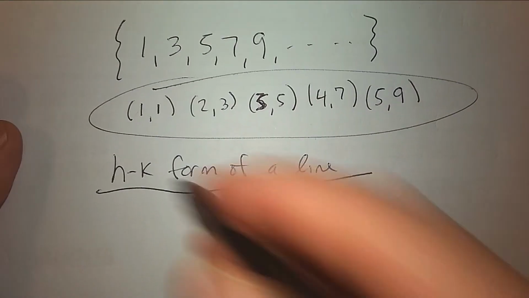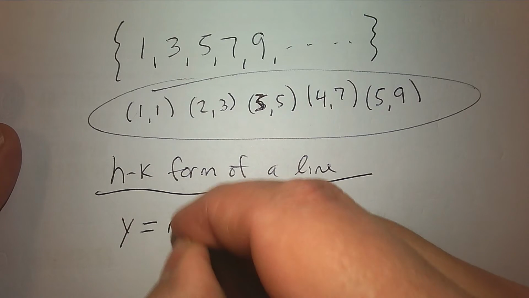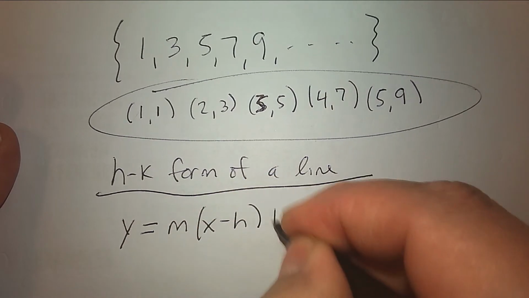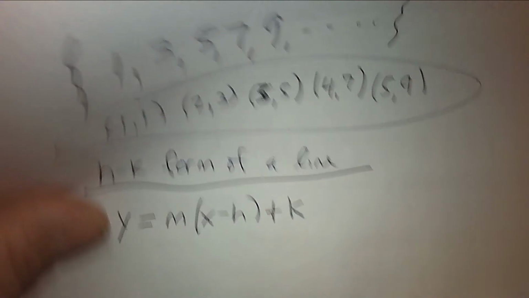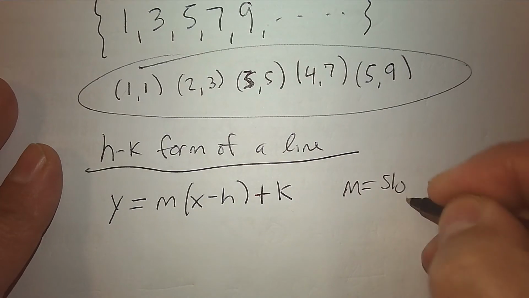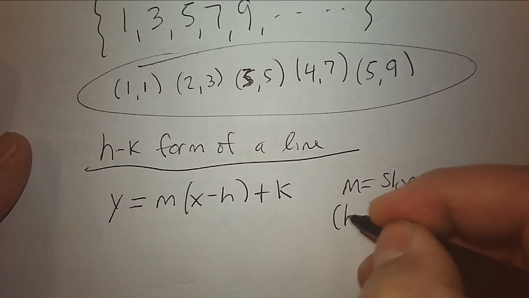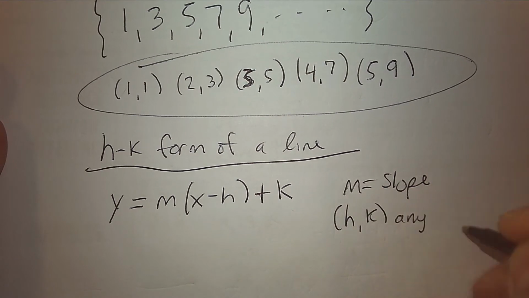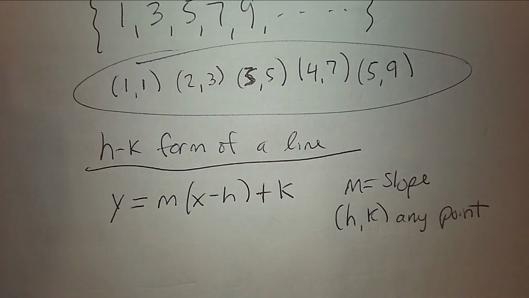So the HK form of a line is m times x subtract h, plus k, where m is the slope and (h, k) is any point on the line. As long as you know a point on the line and the slope, in one step, there it is, done. I don't need to try to change the form or work 5 minutes on it. I can do it in 2 seconds. I know a point, I know the slope, done.